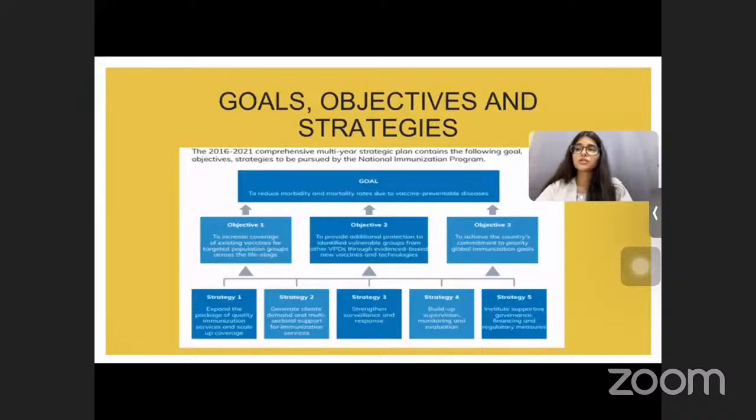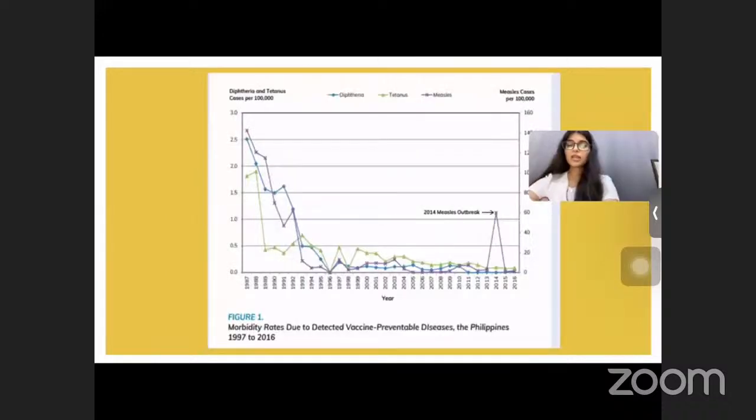Strategy: expand the package of quality immunization services and scale up coverage. Generate clients' demand and multi-sectoral support for immunization services. Strengthen surveillance and response. Build up supervision, monitoring, and evaluation. Institute supportive governance, financing, and regulatory measures.